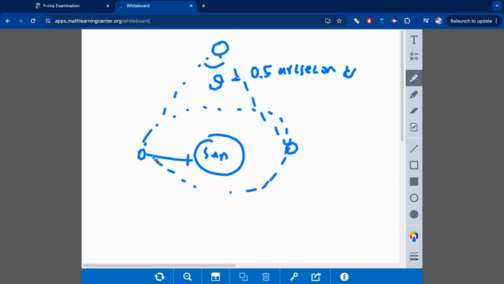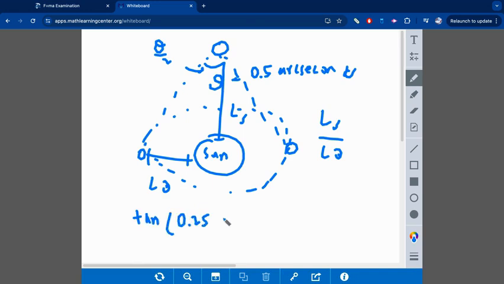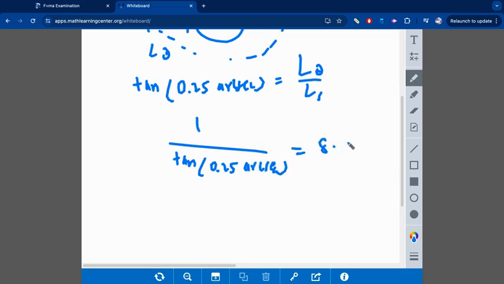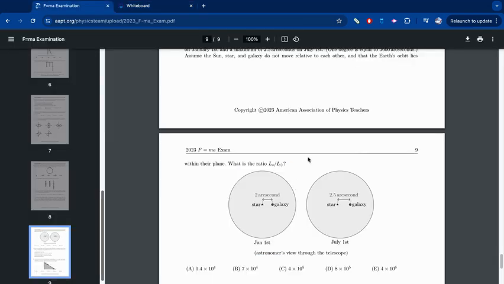Now we want to find the ratio between LS over this. We know that this angle is going to be theta over 2. And so tan of theta over 2, which is 0.25 arc seconds, equals this, which is 1 over what we want to find. So our answer is 1 over tangent of 0.25 arc seconds, which gives us about 8 times 10 to the 5th, which is D.